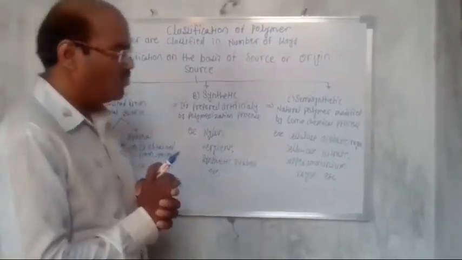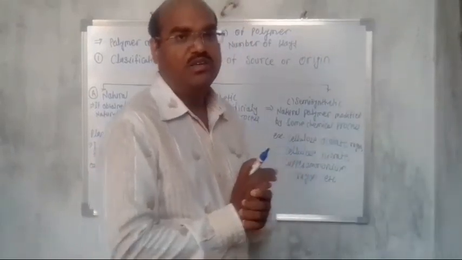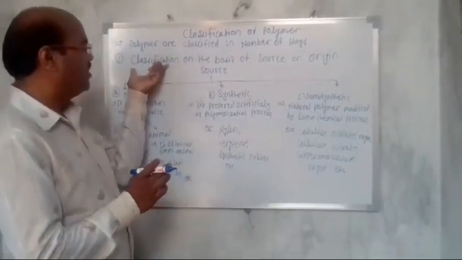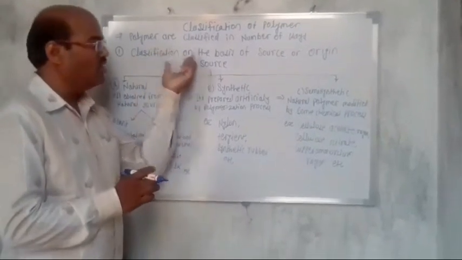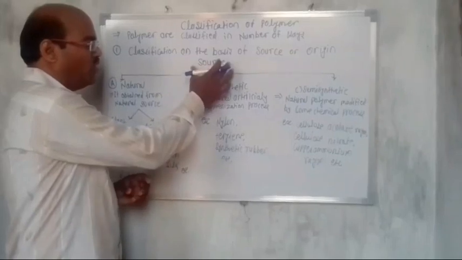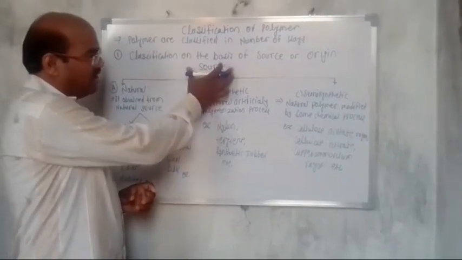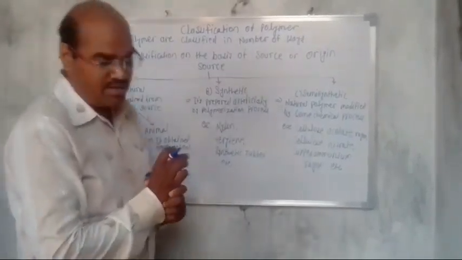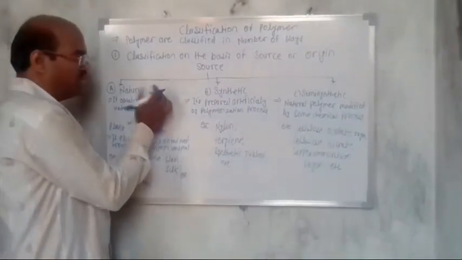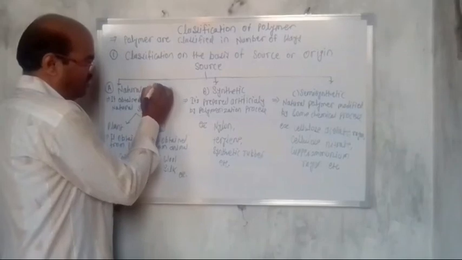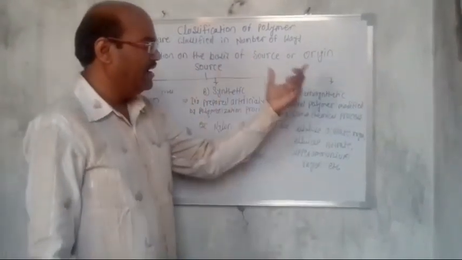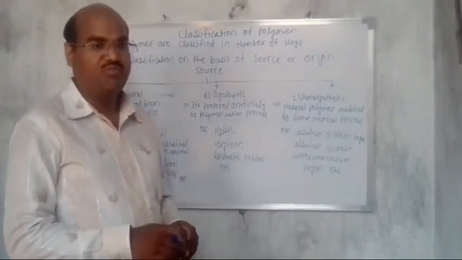Classification of polymers. Polymers are classified in a number of ways. According to that, the first classification is on the basis of source or origin. On the basis of source, polymers are classified into three types. First one, natural polymer. Second one, synthetic polymer, and third one, semi-synthetic polymer.